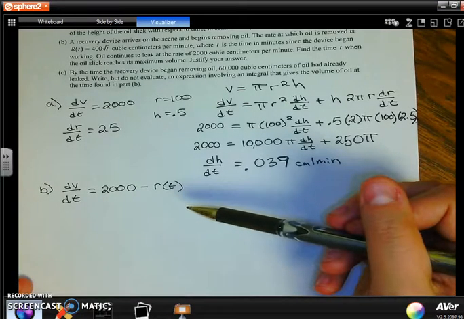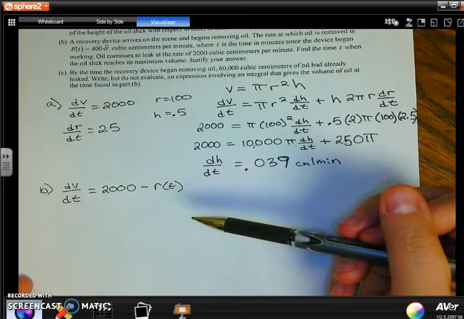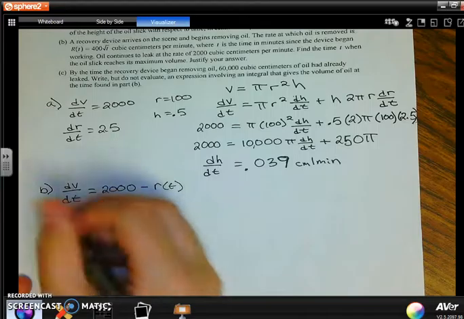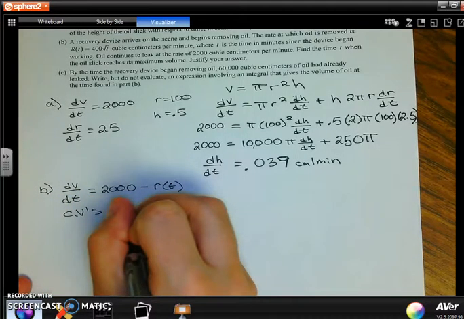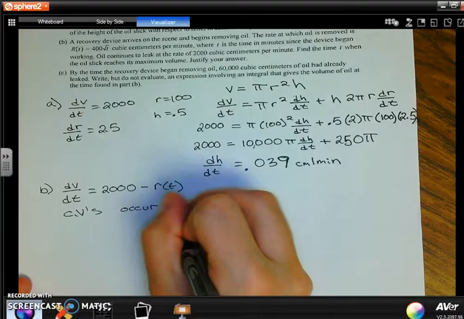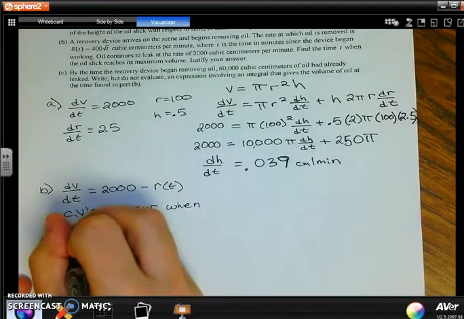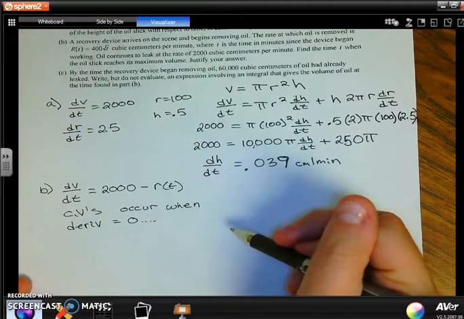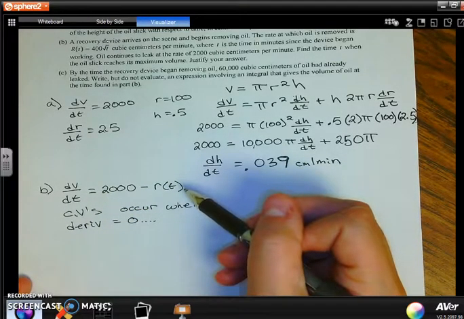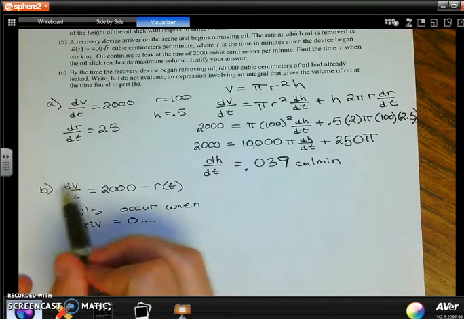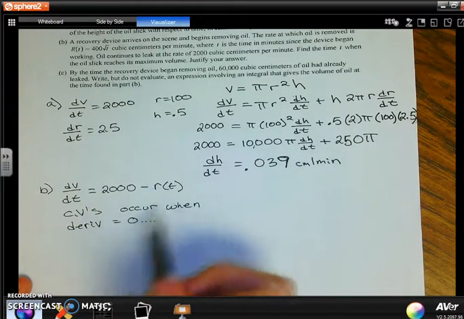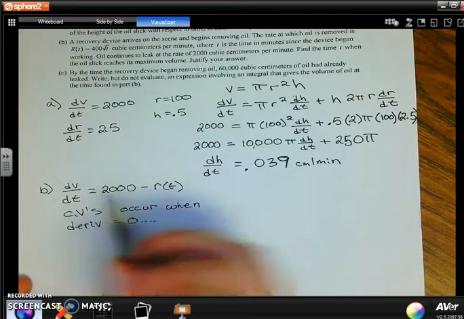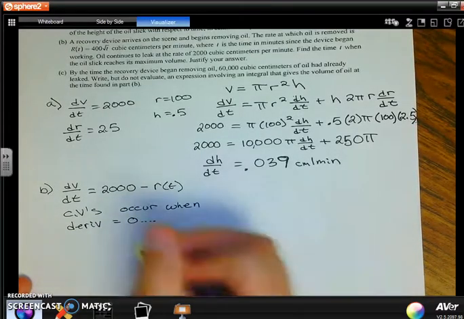So we know that since the critical values occur when the derivative equals 0, I have to think about when will this equal 0. So when does this thing equal 0? Well, this is going to be 0 when R of T is 2,000, right? When you pick up that 2,000, the change will be nothing because you'll have nothing left.